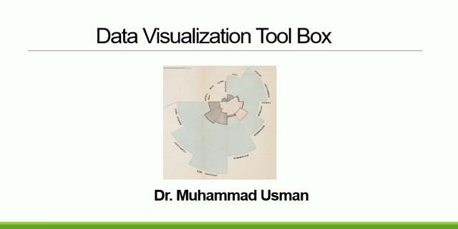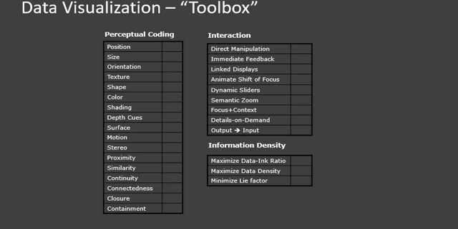It is part of our data visualization training series, and I will start directly by talking about the data visualization toolbox and an overview. We will be talking about two main items in this one. One will be perceptual coding and the second one is interaction. Other than that, we will be talking about information density, and we will be applying the actual principles which we have read before in our visualizations, like in Tufte: maximizing the data-ink ratio, maximizing the data density and minimizing the lie factor.